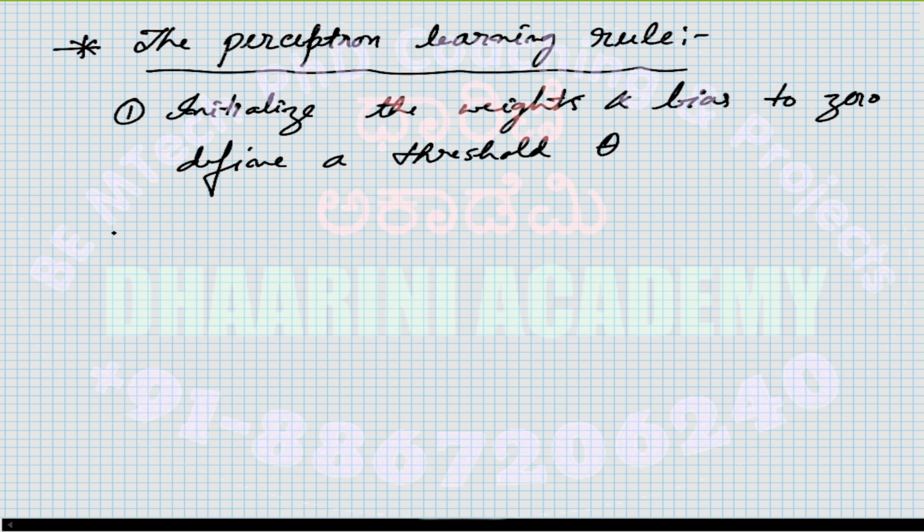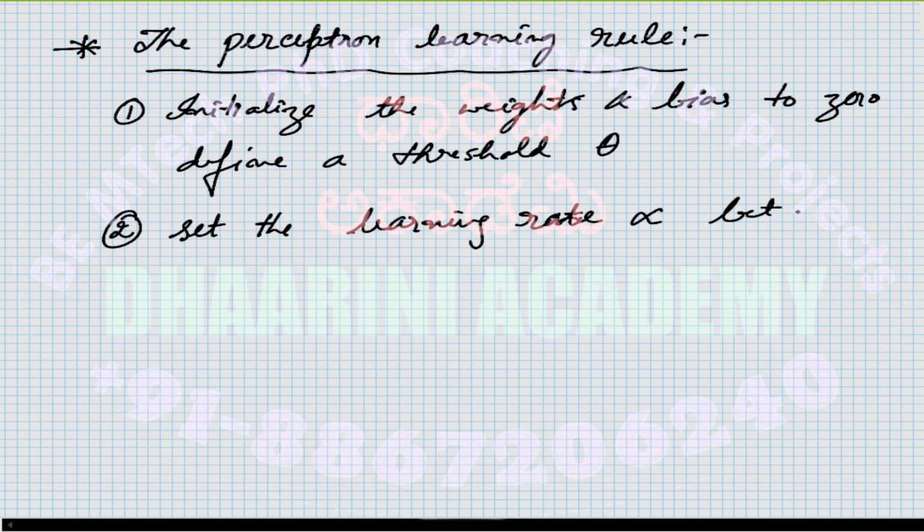Then the second thing to initialize is the learning rate, and we'll see the effect of the learning rate later, but we define the second term here. Set the learning rate alpha. It's the notation, it should be between 0 and 1. Normally we try to keep it between 0 and 1.